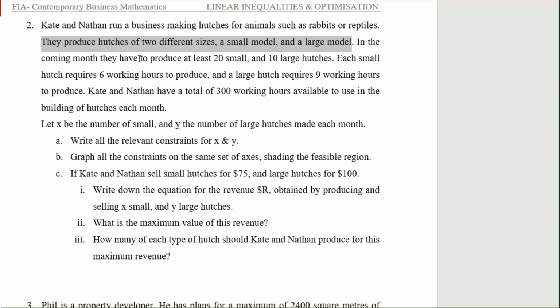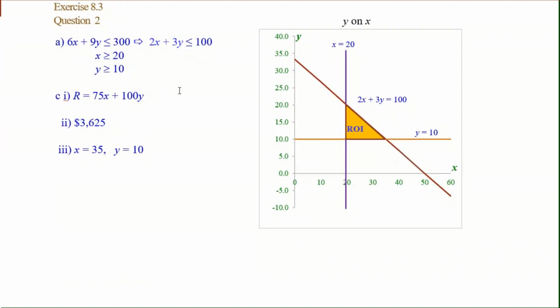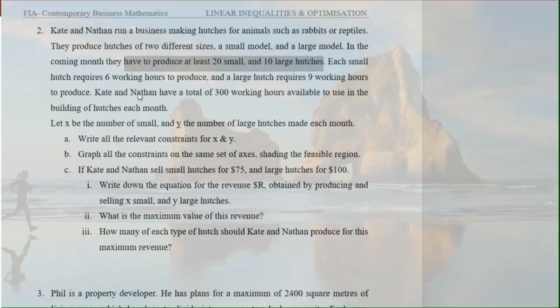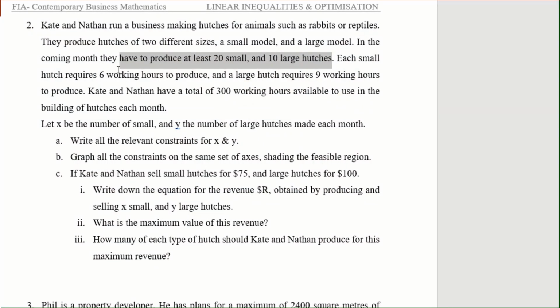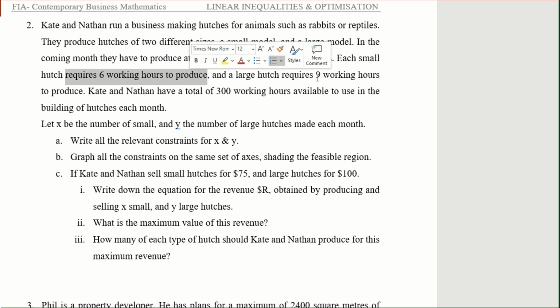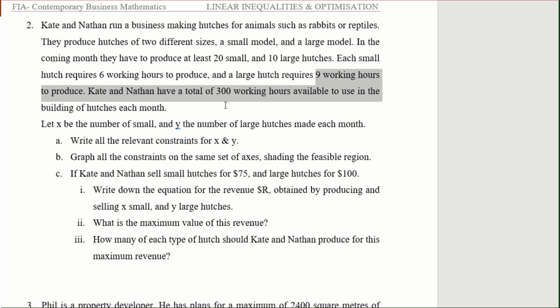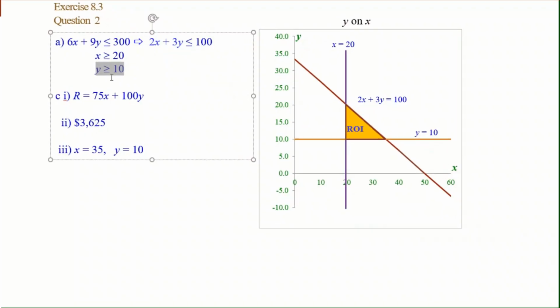In the coming month, they have to produce at least 20 small and 10 large. So let's go back here. Do you see that? At least 20 small, X should be more equals to 20, and at least 10 large, Y should be more equals to 10. Going back there, you need 6 working hours for each small, 9 working hours for each large. You only have a total of 300 working hours. So what does that tell you? 6x. You cannot write x plus y. Working hours, working hours, working hours. What's on the left should be the same as what's on the right. So 6x plus 9y should be lesser or equal to 300.